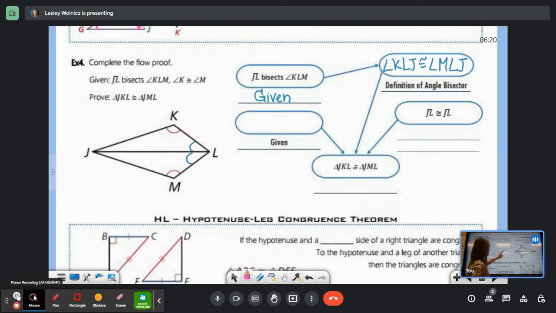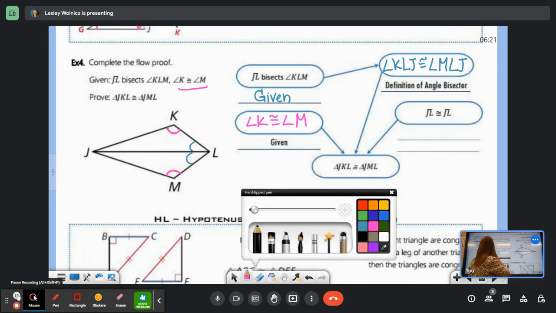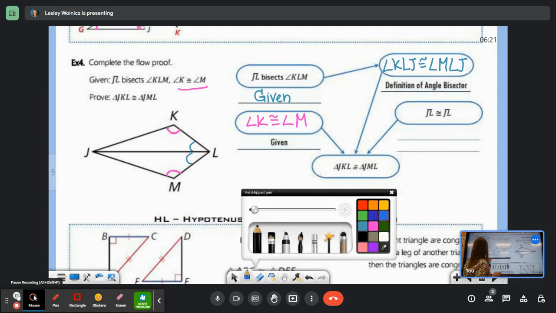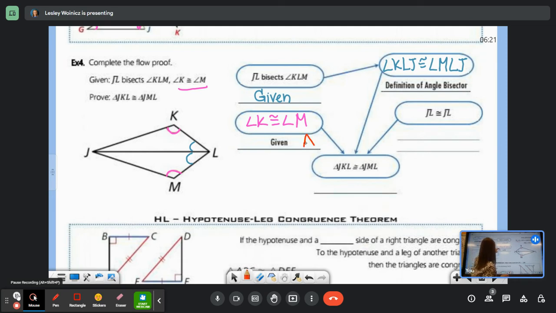Now they gave us another little tidbit. Angle K is congruent to angle M. You can see that that's marked here on the picture. So we're going to put that for our other given. Angle K is congruent to angle M. All right, now, so far we have, if you're keeping track, a pair of angles. We have another pair of angles. What we really need is a side somewhere.